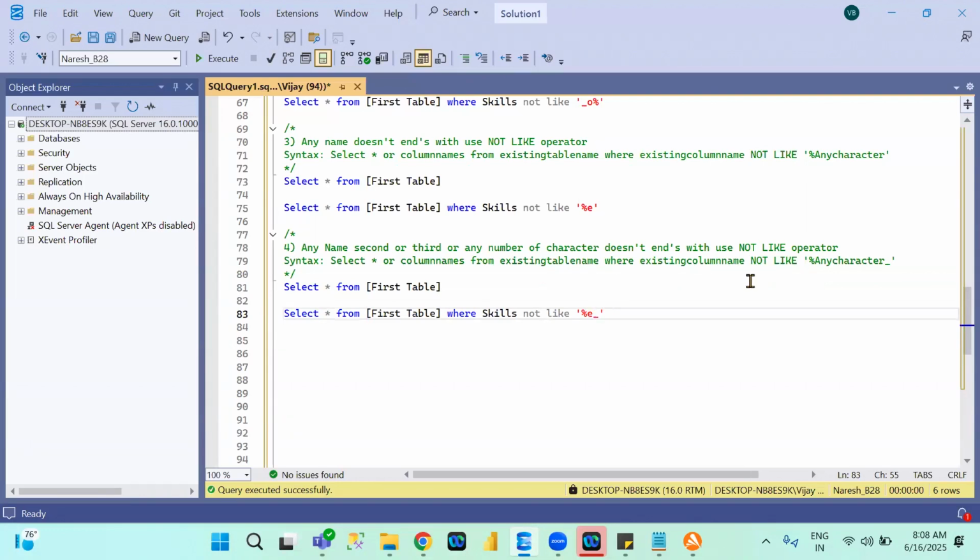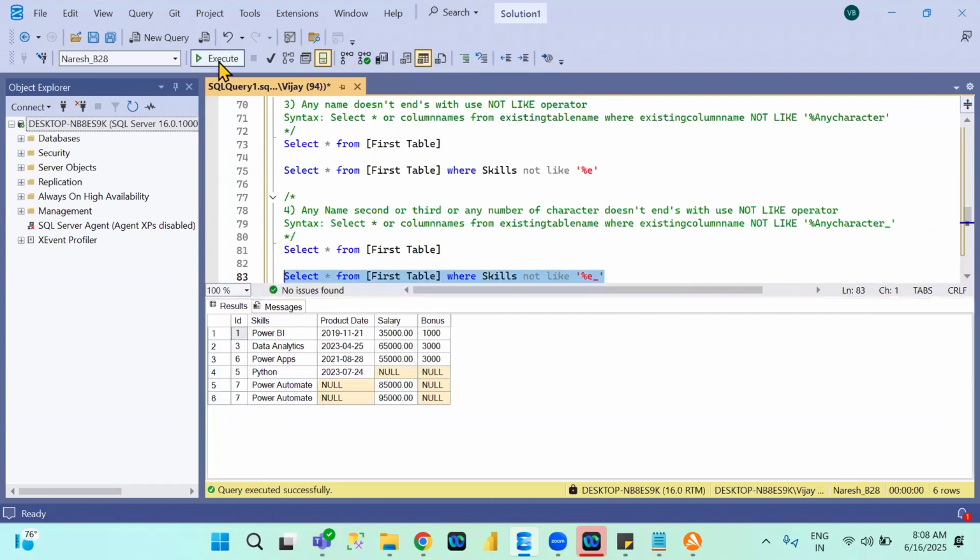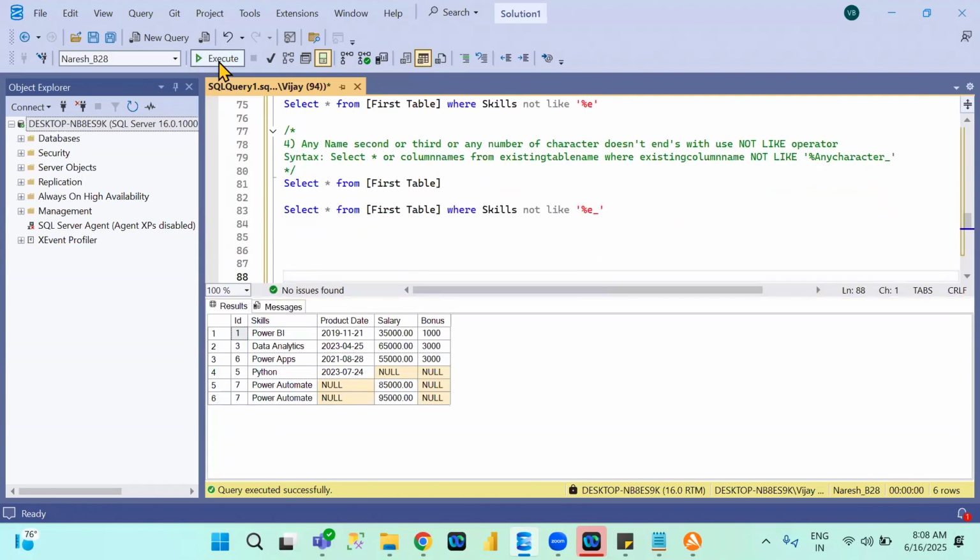See here. Understand clearly? Okay. What is the meaning of this one? Second character doesn't end with E. Okay. What characters are there? See here. Understand or not? Second character doesn't end with E related only, right? All are. Next. What is the next one?